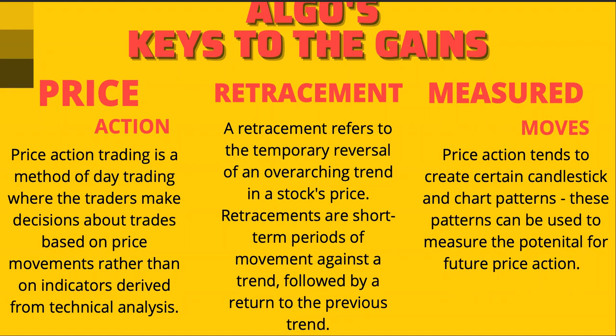Next up is retracement. Retracement refers to the temporary reversal of a trend. Now, it's short-lived, meaning that it usually doesn't retrace more than 50%, and it's followed by a continuation move, aka continuation pattern. And then lastly is measured moves. Price action tends to create certain candlestick and chart patterns. These patterns can be used to measure the potential for future price action. These three things were the key to our gains, and we're talking massive gains on Friday.